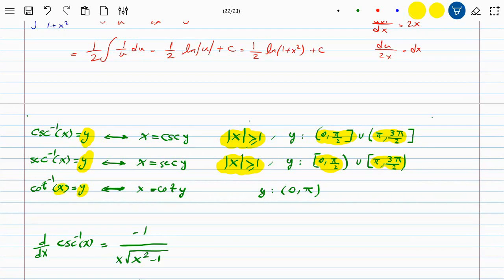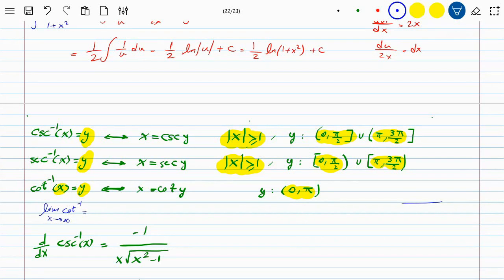And the only difference is the y ranges from 0 to pi. For tangent, it was from negative pi half to pi half. So for cotangent, it would be from 0 to pi. And there would be limits. Limit of cotangent inverse as x approaches infinity.